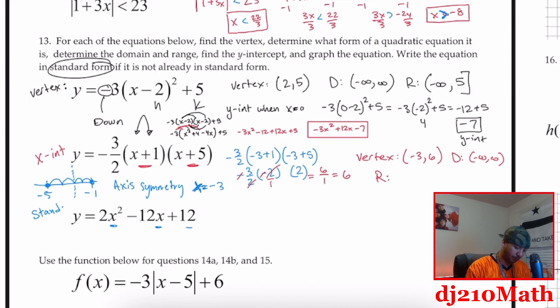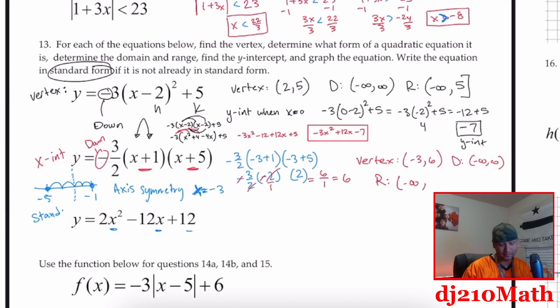So does this open up or down? It opens down. So that means it's going to go from negative infinity to the max, to the y component. Well, it is the max. But what is the max, right? The max is the vertex. So the y component of the vertex, 6 with a bracket. That's the range.